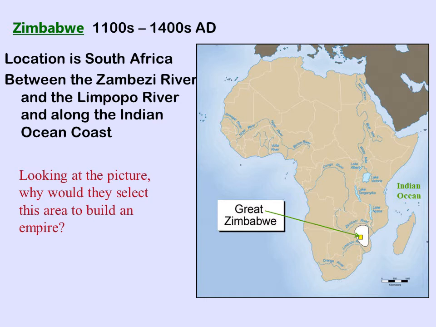So looking at the picture, wouldn't you select to build right there? Of course you would. So their empire is known as Zimbabwe, and the city that will be their capital is known as the Great Zimbabwe. So the city and the empire are basically the same thing, named the same thing, sorry.